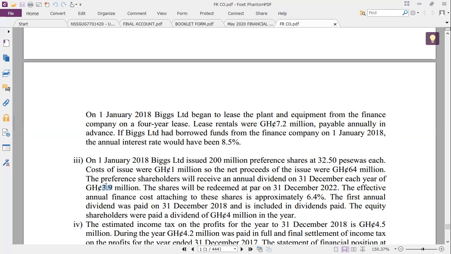So here, what you do now for me is this. You will start with the opening balance, because I'm going to prepare an amortization schedule. The opening balance, you tell me the effective interest rate, you tell me the coupon rate or the nominal interest, and tell me the balance carried down. That's all. Good. So can you try?